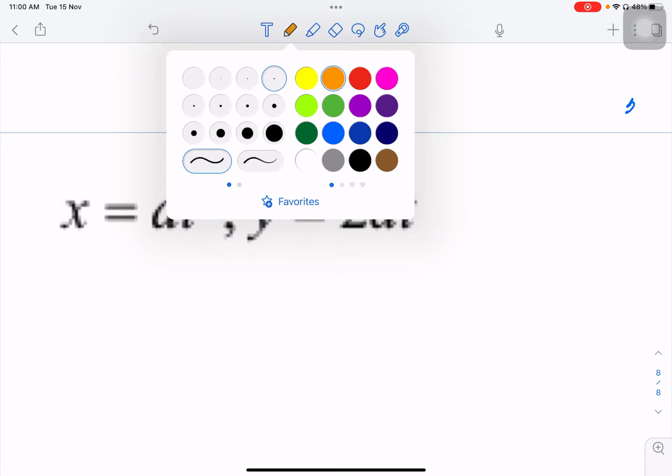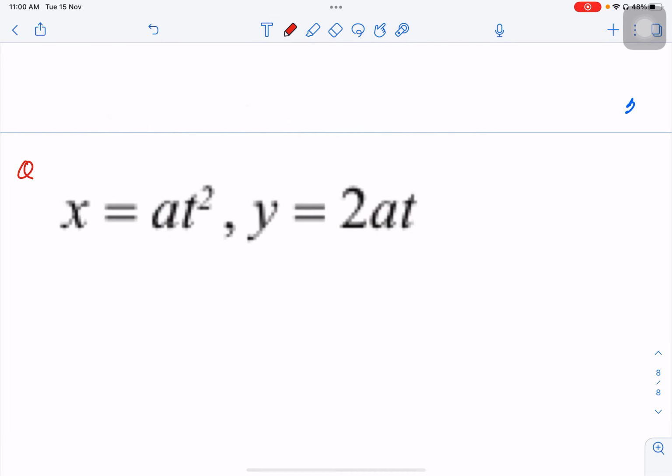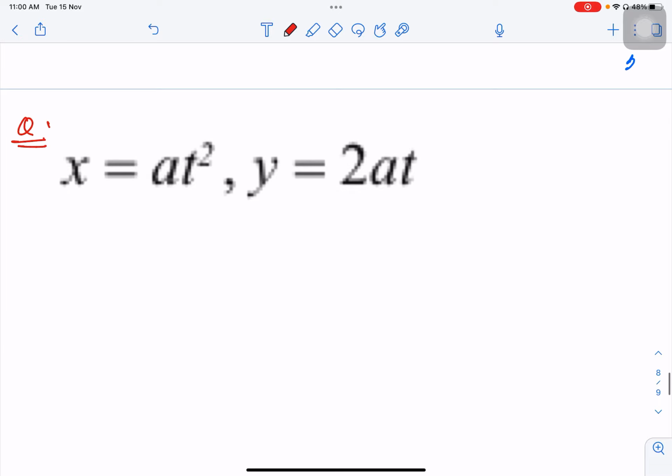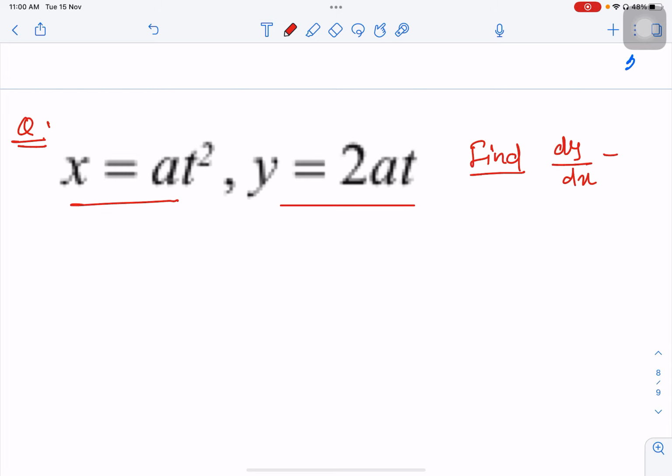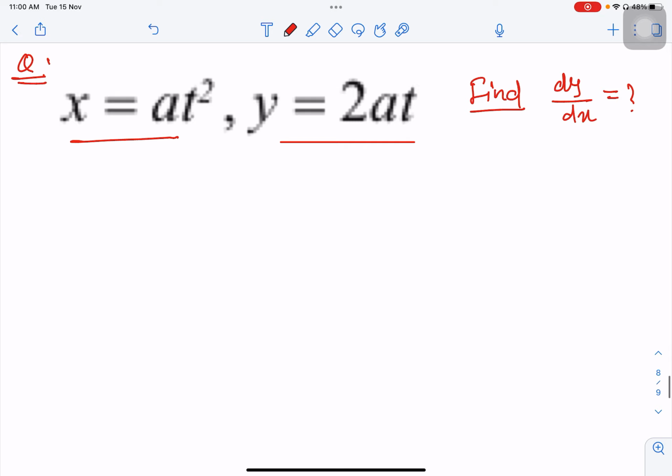This is known as parametric differentiation. Again, a very important problem for 2 markers. X is a function of t, y is a function of t, and you want to find what? dy by dx. What is the question? Find dy by dx. So what will we do? Since x is a function of t, we can find dx by dt, right? So what will be dx by dt?